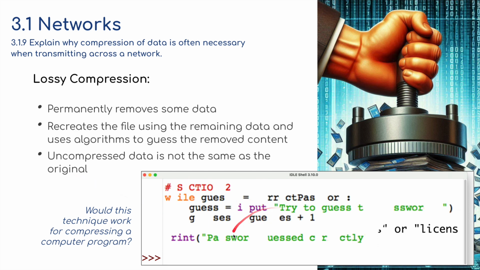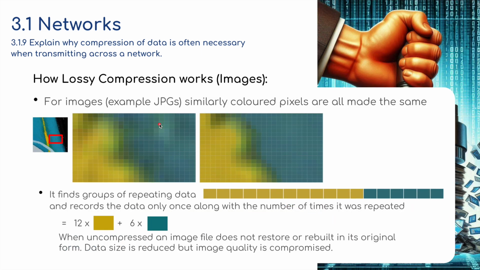Here's a little example for it. Would this work? This is some Python code, and I've compressed it using lossy compression. It might not necessarily work for everything, but here's an example of a lossy compression on a JPEG file. We've grouped the colors together. We've taken out some of the colors. So similar colored pixels are all made the same. Okay, you might be able to pick that up on this.